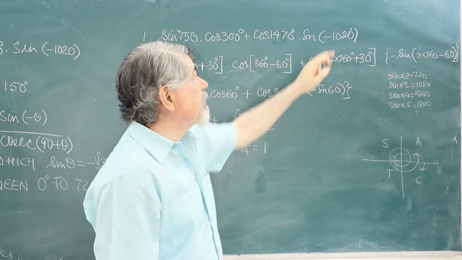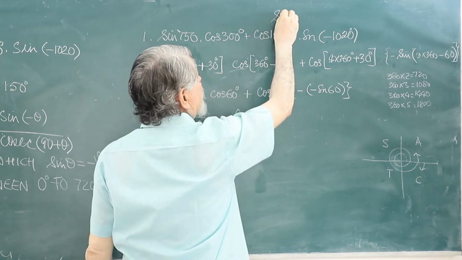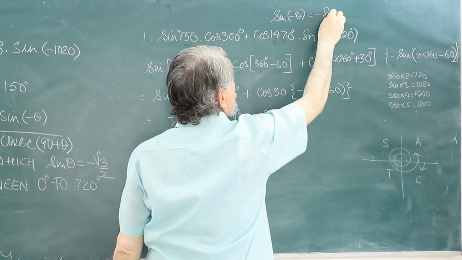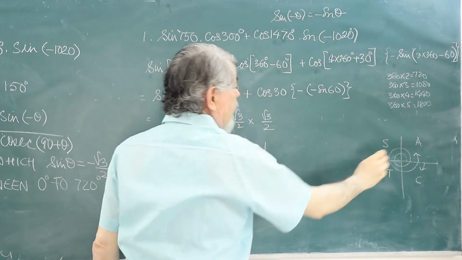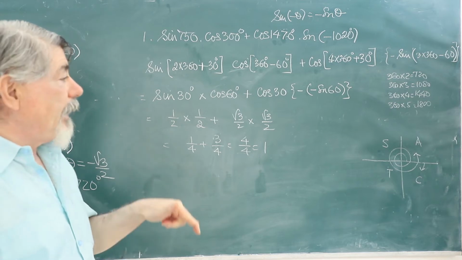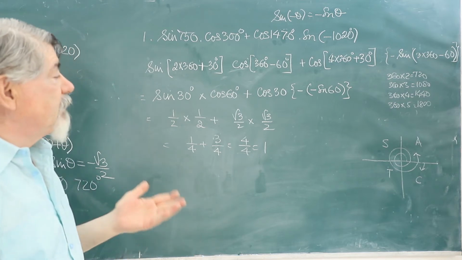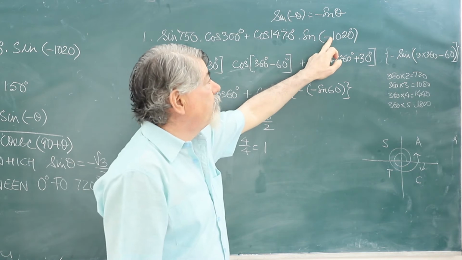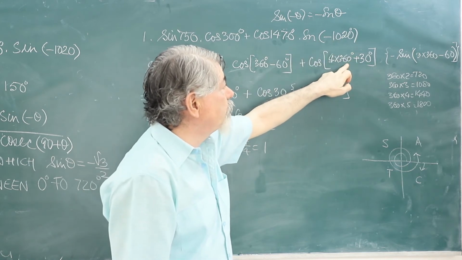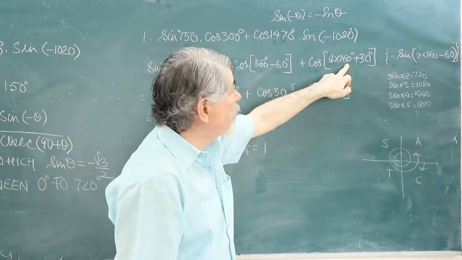First of all, sine minus theta is equal to minus sine theta. Because it is in the fourth quadrant, it will be minus. Because in the fourth quadrant only cos and sec are positive, the rest are negative. So sine minus 1020. 1020, we have written 4 into 360.